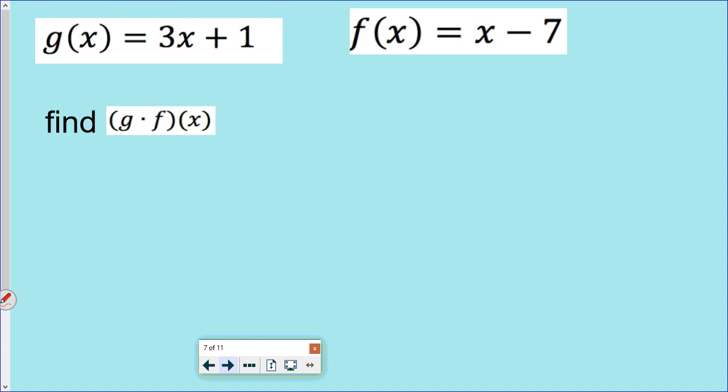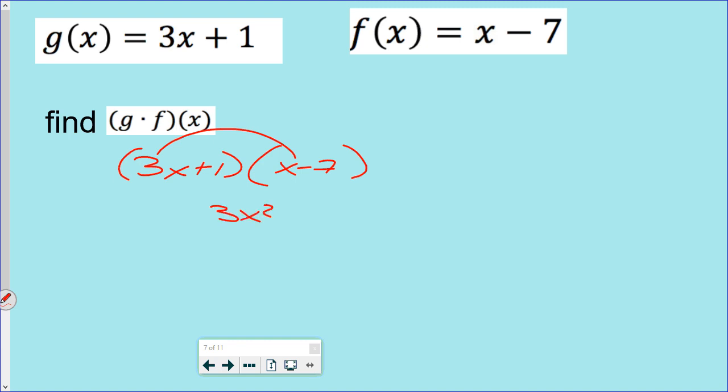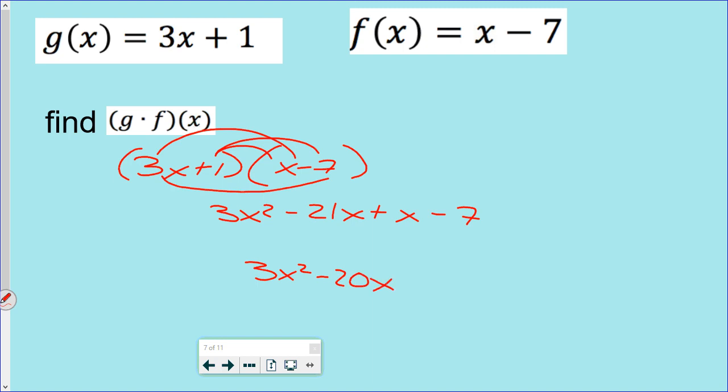So it tells me to take g first, which is 3x less 1, multiplied by f, x minus 7. First terms, 3x times x is 3x squared. 3x times negative 7, negative 21x. Inside would give me a positive 1x, or just an x. You're one step ahead of me. Yep. And then 1 times negative 7 is negative 7. Now I can combine like terms, so 3x squared, that would be a minus 20x, minus 7. And we label that as g times f of x.